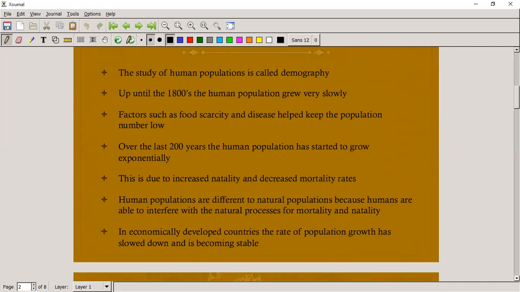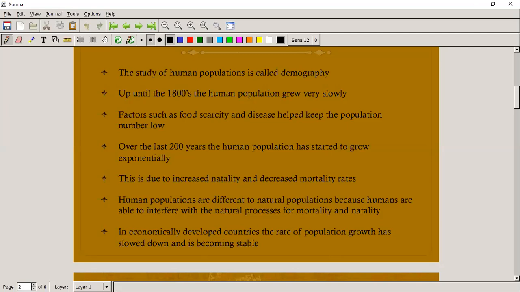Now, up to the 1800s, human populations grew extremely slowly, mainly due to factors like food scarcity. We didn't have as much medical care, so diseases helped keep human populations very low. But over the last 200 years, the human population has started to grow exponentially. So it started to show a J type of curve in terms of population growth, or geometric growth. This is due to increased natality, so a lot more births, and decreased mortality rates because of better medical care, and also we are producing a lot more food to feed the population.